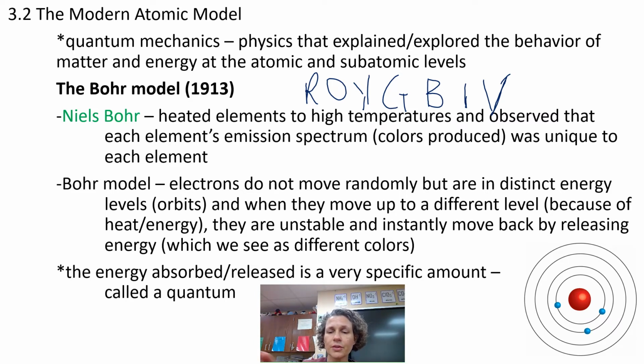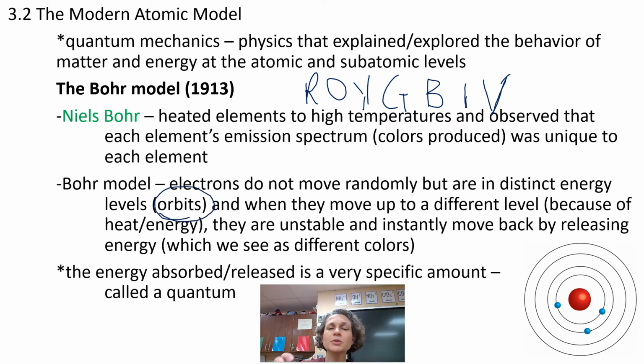Colors on the visible light spectrum, ROYGBIV, have different energy waves associated with them. Red has lower energy, violet has higher energy. But anyway, based on these colors that he was seeing, he said that electrons are not moving randomly, which was something that Rutherford did say, but in very distinctive energy levels that he called orbits.